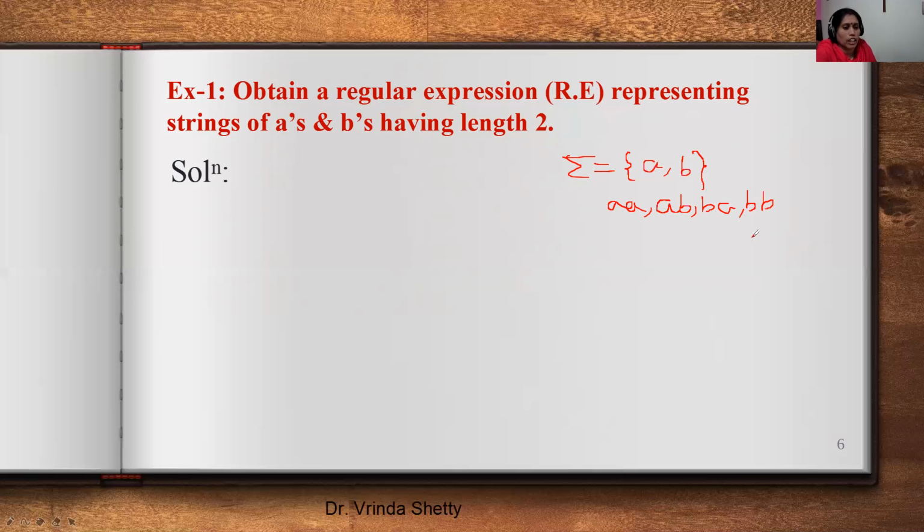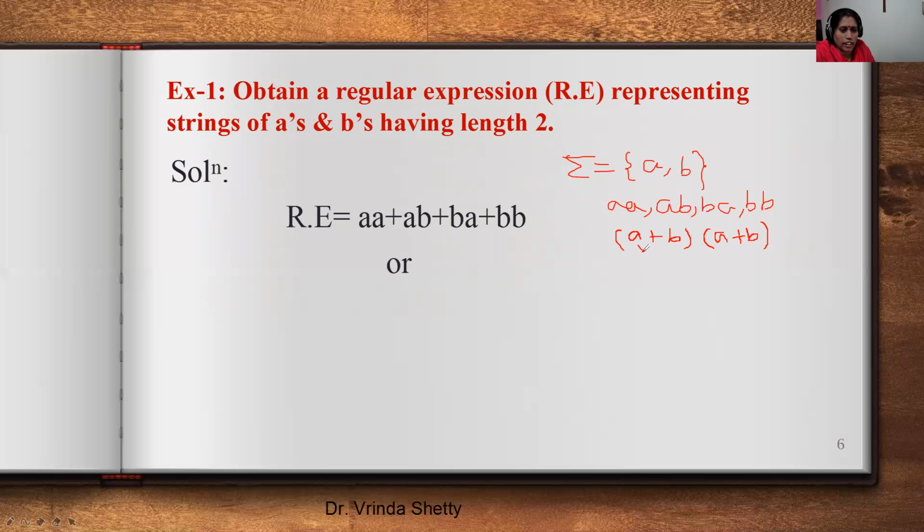For this we need to write a regular expression. You can see the regular expression is equal to AA or AB or BA or BB. Another way of writing the same thing is (A plus B) into (A plus B), that is, A or B followed by A or B. What does it indicate? It takes one A from here.